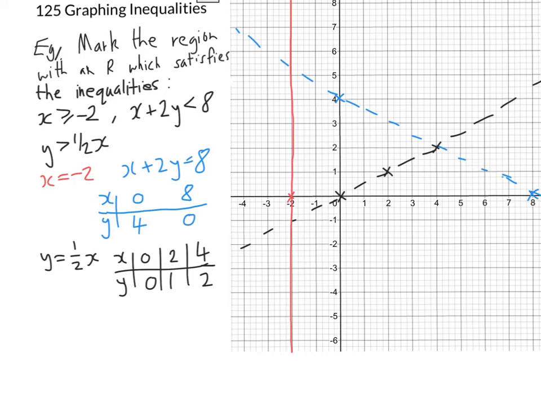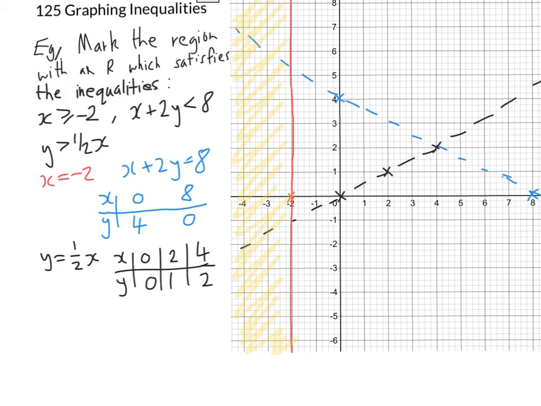The first inequality is where the x has to be greater than or equal to minus 2. So if you go to minus 2 on the x-axis, if you go to the right, you can see the x values are getting bigger than minus 2. If you go to the left, the x values are less than minus 2. So we can get rid of the left-hand side because that's where it's less than minus 2. We need where it is greater than or equal to minus 2.